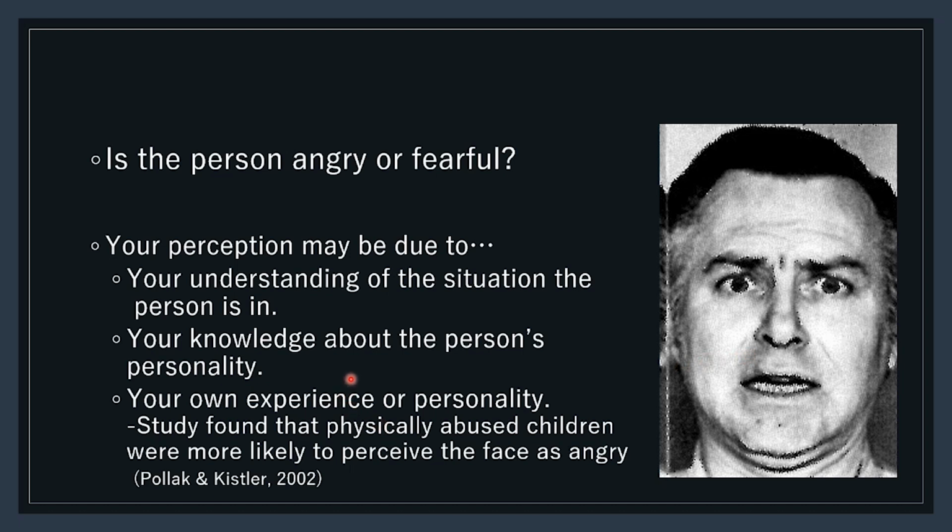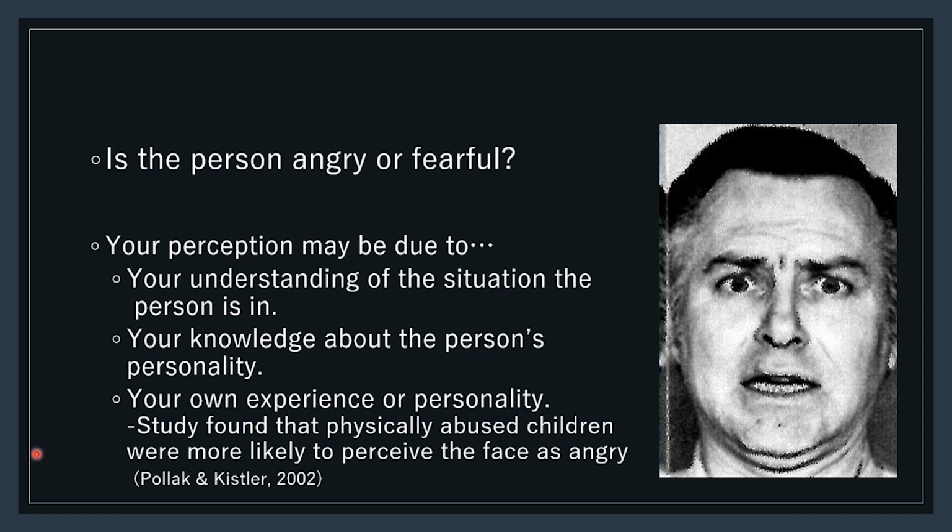Or maybe your knowledge about the person's personality or how you understand the person's personality may have caused different perceptions. And also your own experience or your own personality may have influenced how you view this person's emotion.